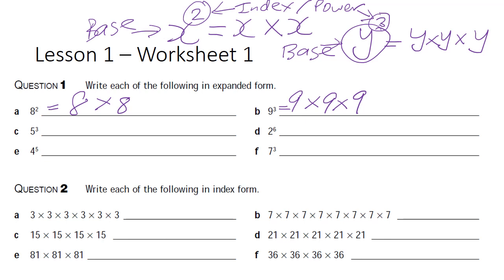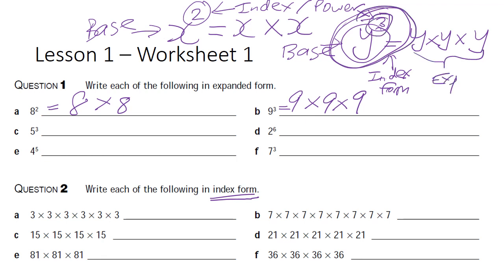So this time we want to write it in index form. If we just go back to the top, this is what we call the index form, because in this form we've got an index. And this is what we call the expanded form. Okay, so let's work on question 2a.